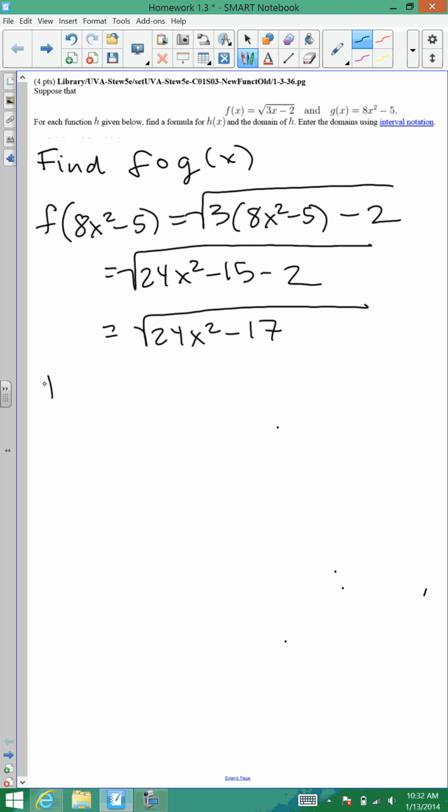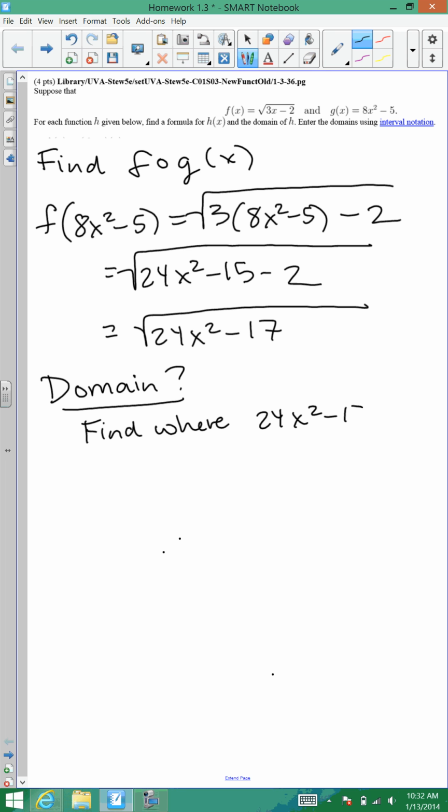So there's our function f of g, and what we need to do now is figure out its domain. Well, we know that it has a square root sign, so we need to make sure that everything under the square root sign is greater than or equal to 0 because we can't take the square root of a negative number. So we need to find where 24x squared minus 17 is greater than or equal to 0.